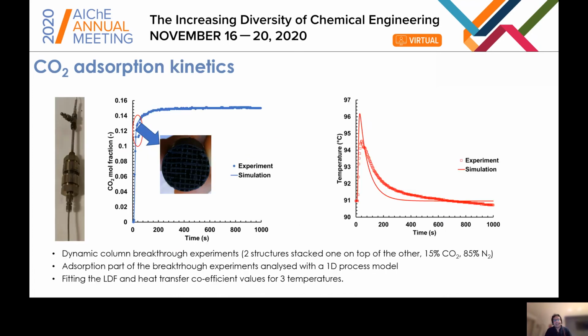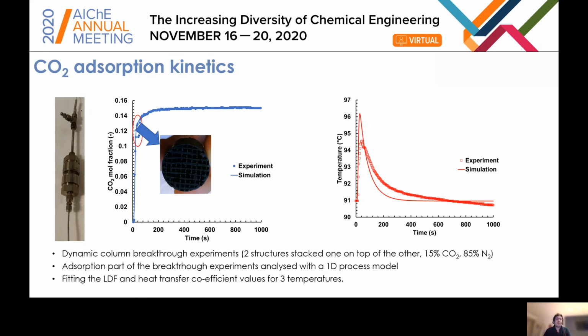Then we did breakthrough experiments with a 15% CO2, 85% nitrogen mixture. The adsorption part was analyzed using a 1D process model. I'll give more details about the process model in the subsequent slides. The fitting parameters were the LDF coefficient and the heat transfer coefficient values. The CO2 adsorption breakthrough curve is shown in the first graph on the left. You can see that the breakthrough is instantaneous. The breakthrough time was around 20 seconds.